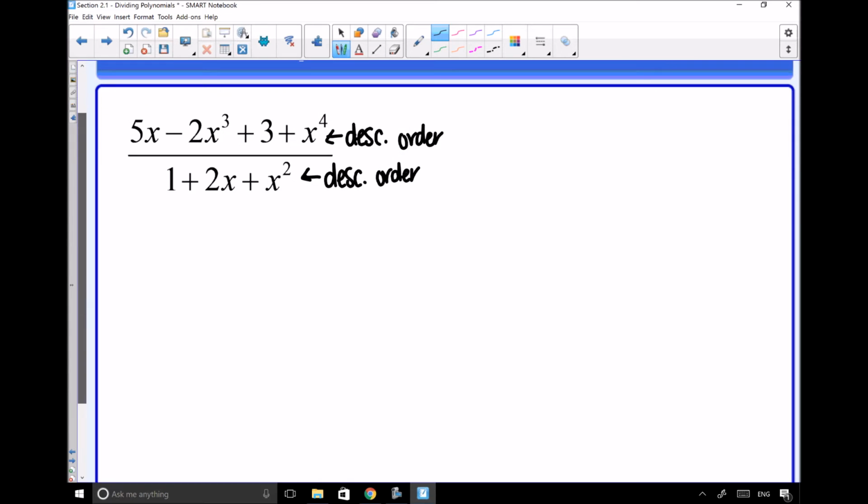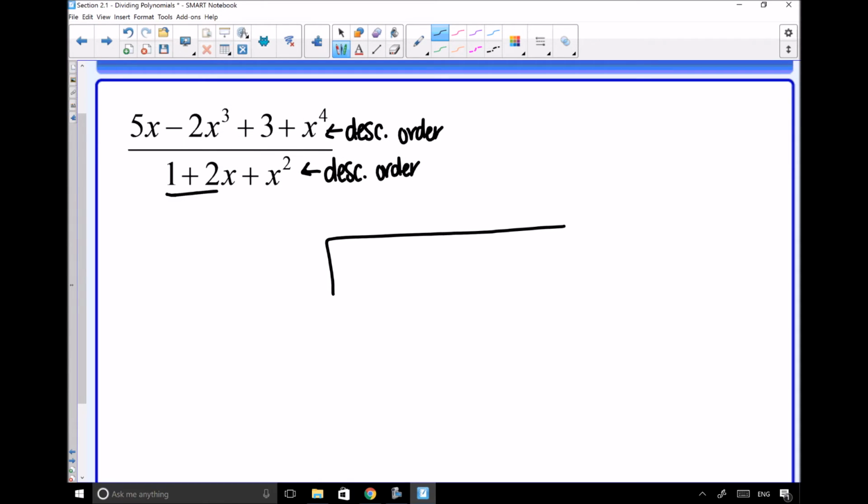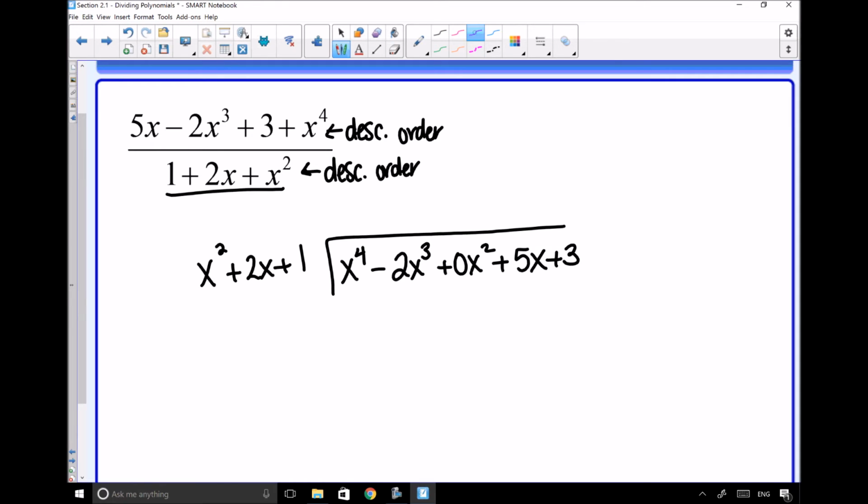So the same thing is true of this example right here. So let's go ahead and do our division. Let's put this in descending order first. So I'm going to have x squared plus 2x plus 1. And then over here, in descending order, I'm going to have x to the power of 4, that's my highest degree, minus 2x cubed. Now be really careful, I don't have any x squareds. So I'm going to write plus 0x squared because I don't have any x squareds in this expression. Plus 5x, that comes next, plus 3. Okay, so I'm going to look at my first term here and my first term here. I'm going to figure out how many times does x squared go into x to the power of 4.